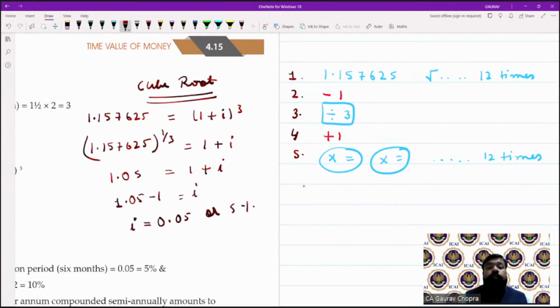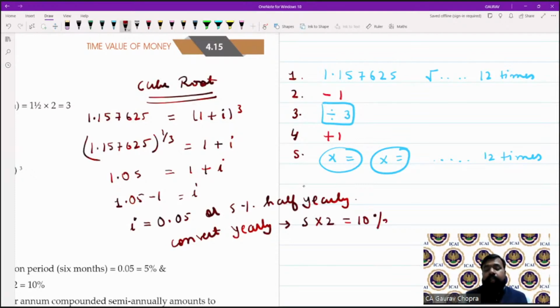Now, this is per half year. This rate is half yearly. Now convert this rate into yearly. So 5 into 2 will become 10% per annum. So everyone has given the answer 10%. Yes. So this is the correct answer. All right, everyone.